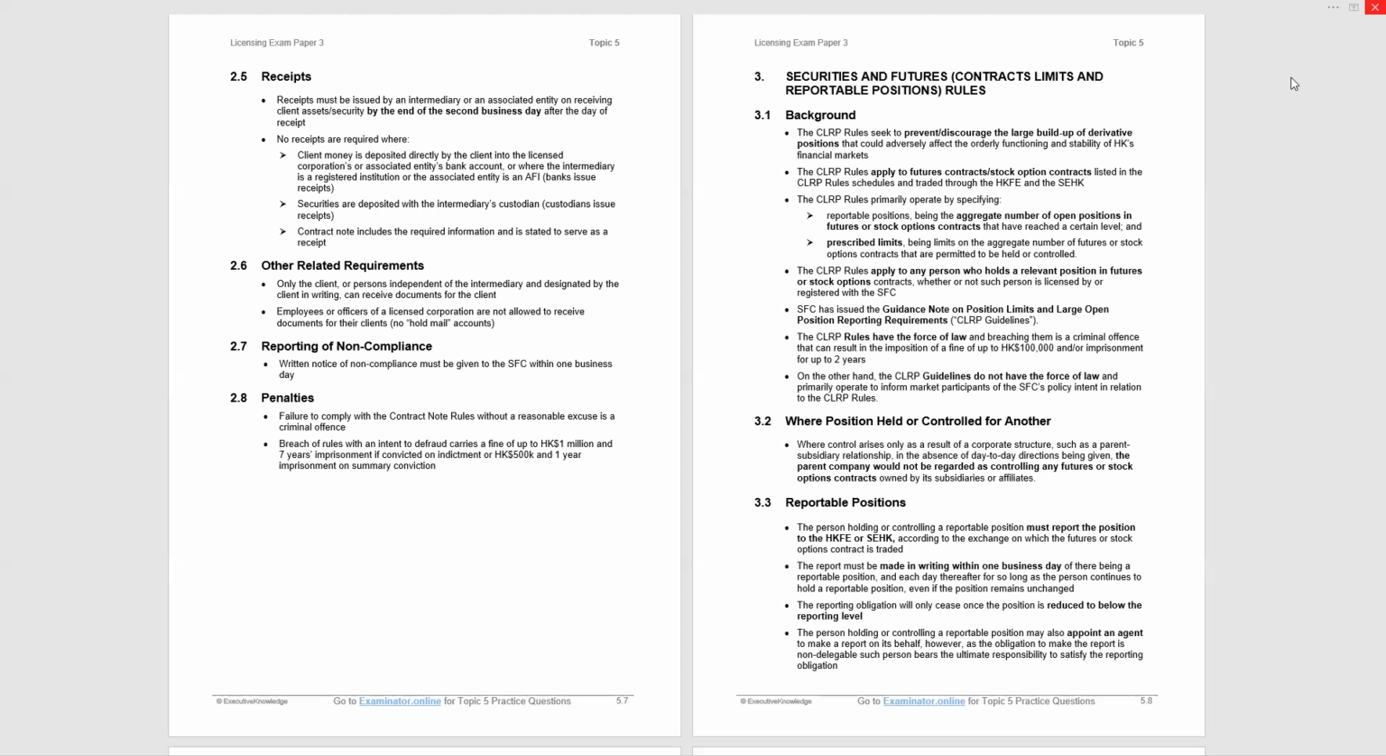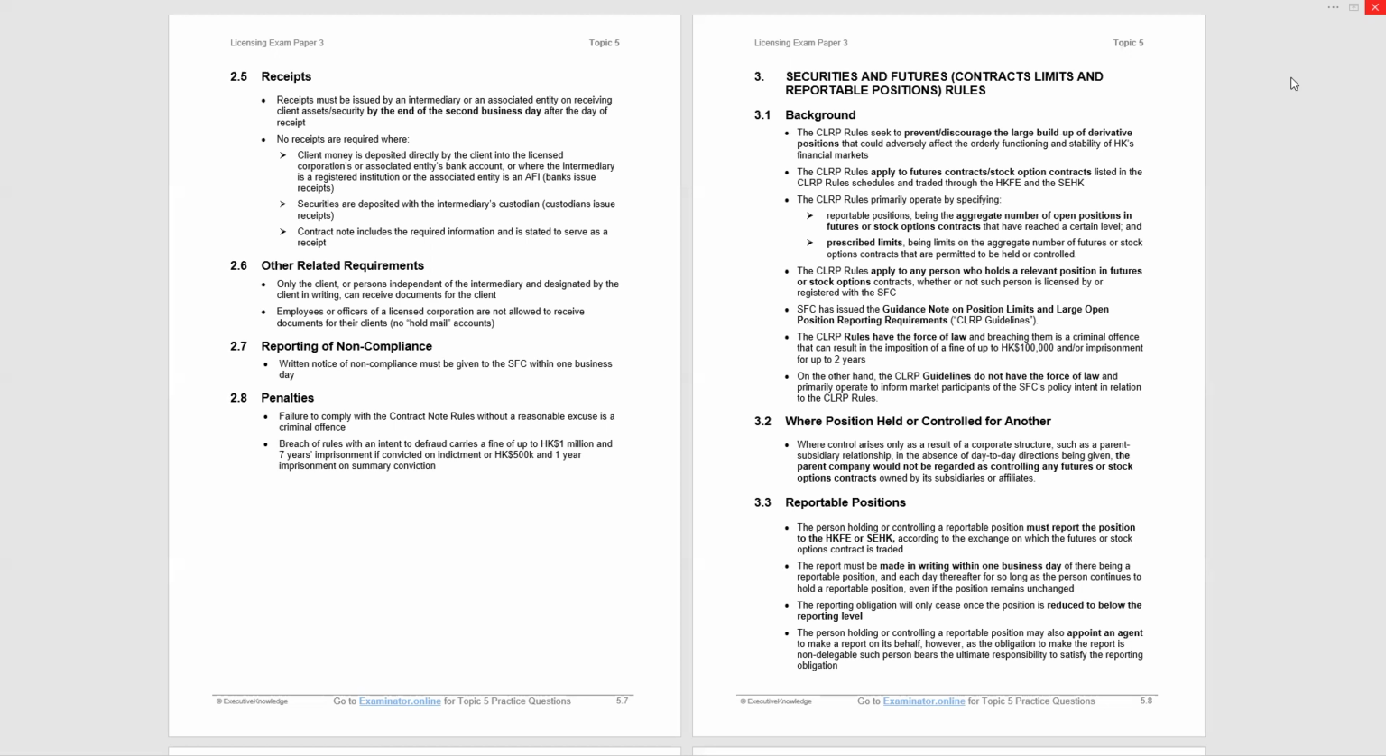What happens where the position is held or controlled for another party? For example, a parent holding for a subsidiary, the parent company would not be regarded as controlling any future or stock option contract owned by its subsidiary. That's the point I'm making, not the parents. It's where the subsidiary holds the futures or options positions. The parent is not accountable.